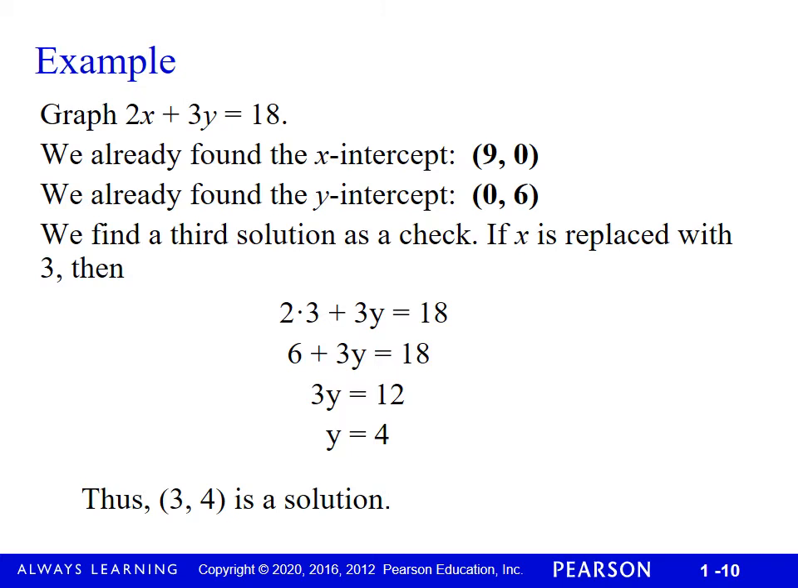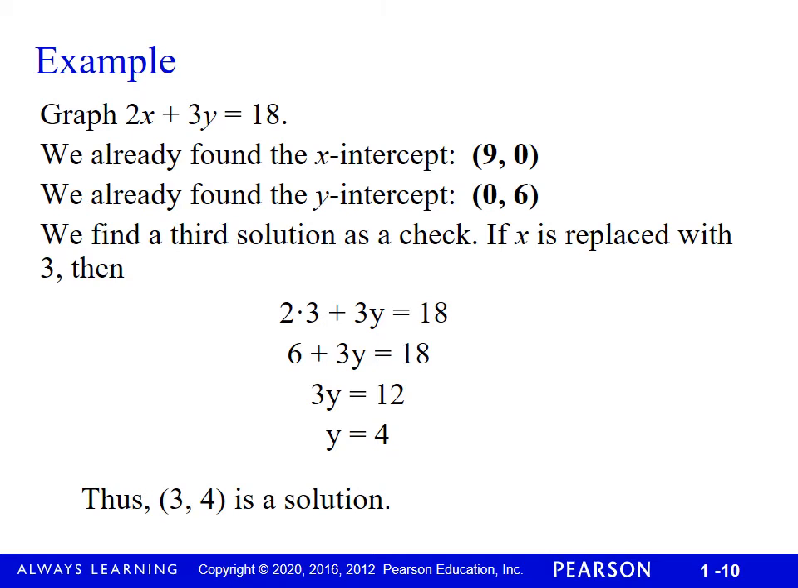So if we want to find another point, we just pick a value for x or y. In this case, we've picked x equals 3, plug it in for x, and then we figure out what y is. We could do the exact same thing with y. We could make y equal 2, plug that in, and then figure out x. It's your choice when you're plotting equations to pick which variable and what value you want to pick.